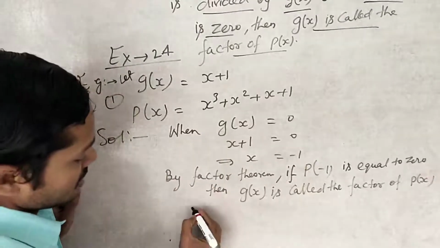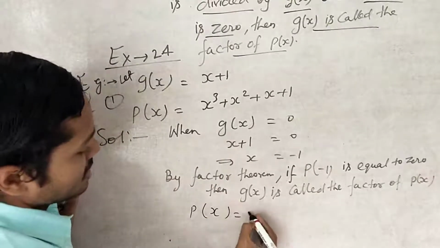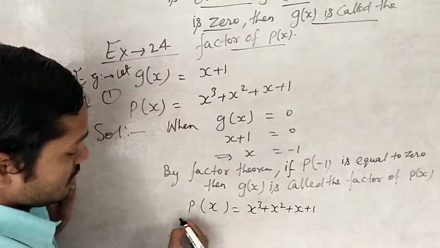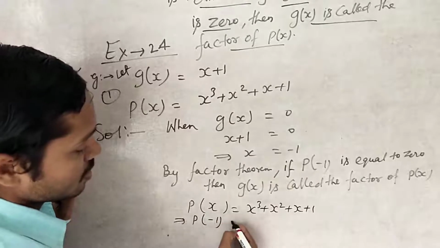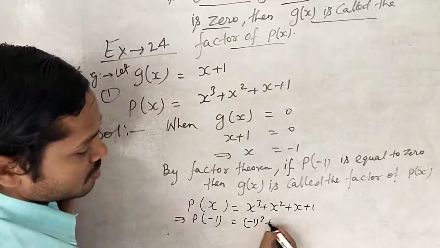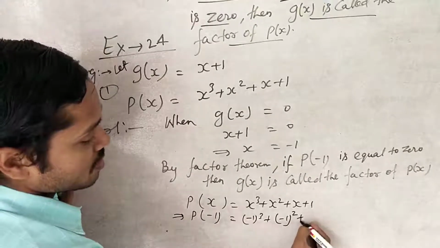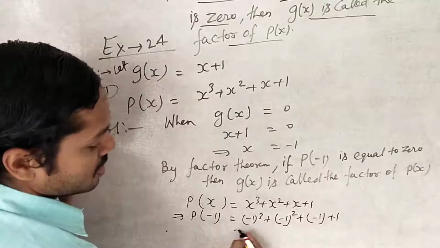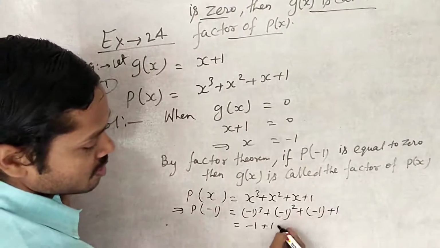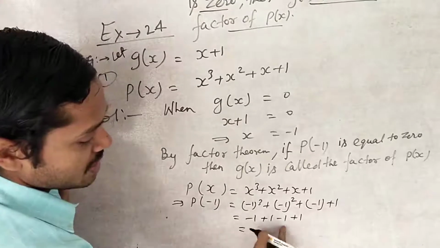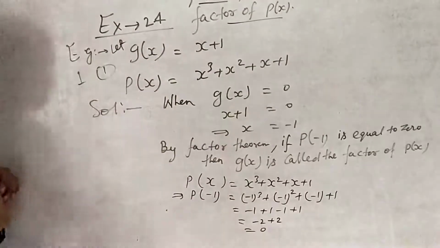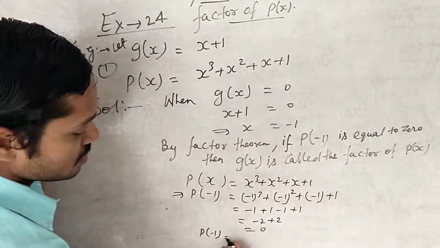So this one, look at it. Px is equal to x cube plus x square plus x plus 1. Now we are finding p of minus 1. There x is equal to minus 1. So there, minus 1 whole cube plus minus 1 whole square plus minus 1 plus 1. Now look at minus 1, how much? Minus 1. Minus 1 square is 1, plus 1, minus 1 plus 1. Minus 1 plus 1 minus 1 plus 1 is equal to 0. Look, px is equal to 0. Okay, so p of minus 1 is equal to 0.